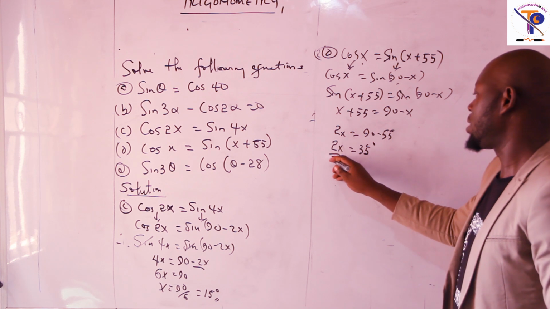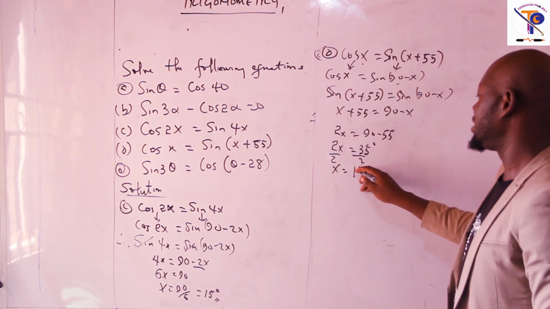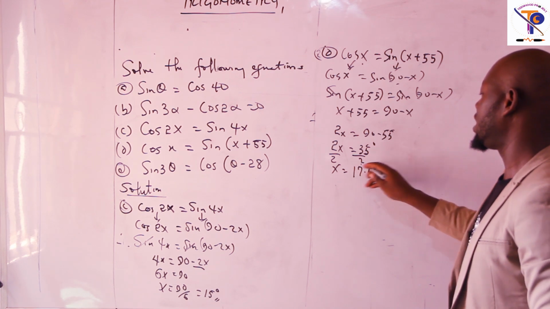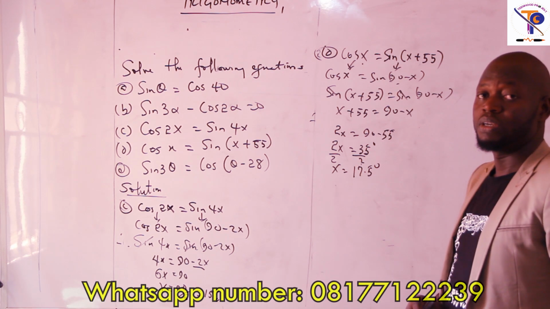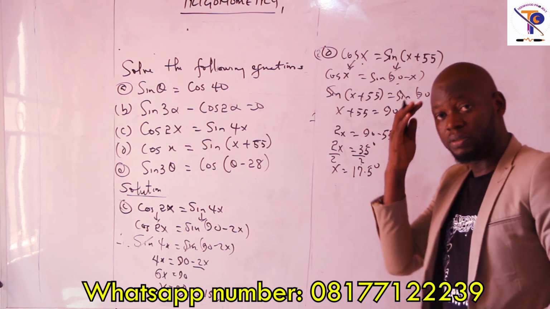So I will divide both sides by 2. My x is equal to 17.5 degrees. That is 70.5 degrees. So I have one more question.